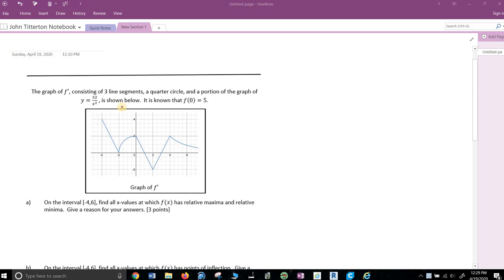So, he gives himself a graph here. You've got a straight line, a quarter circle, a straight line, and a curvy line, which is 32 over x squared. Also, f of 0 equals 5.